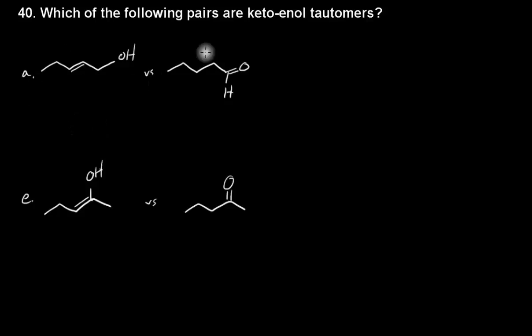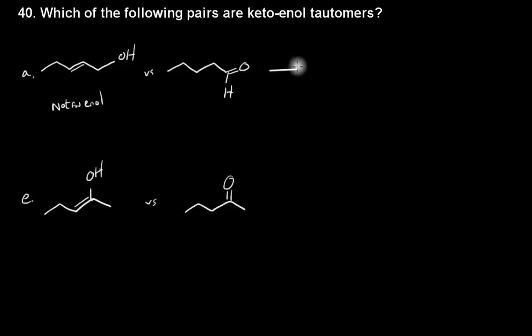So let's just look at question A. For this one, we don't actually have an enol, so this guy is not an enol. Because this is not an enol, you can't have a keto-enol tautomer pair between these two. So this is right out. These two are not going to be tautomers. But let's just take this aldehyde and talk about what the enol tautomer of this guy could be.